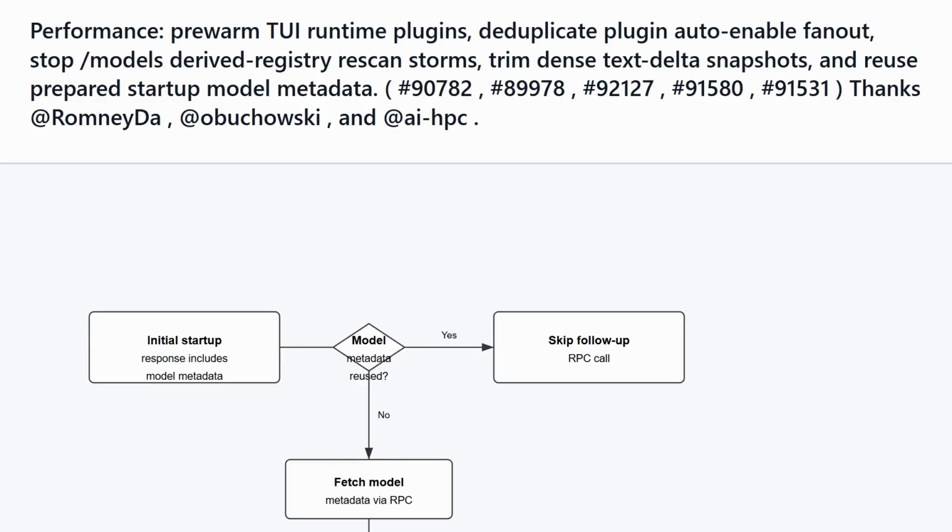Finally, startup model metadata is now reused when possible. If the initial chat startup response includes model information, the control UI skips a follow-up RPC call to fetch the same data. This avoids redundant network round trips during initial chat interface rendering.